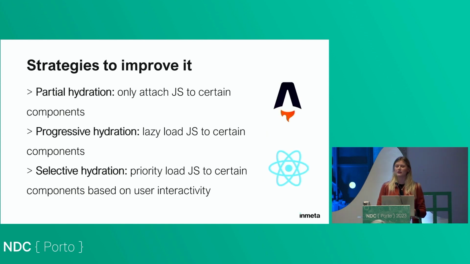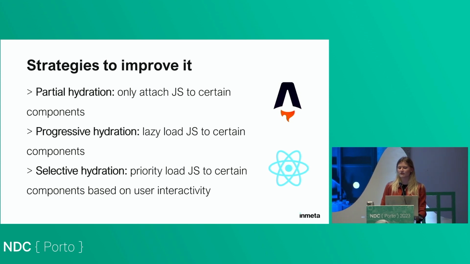There are many techniques being utilized in different frameworks to solve the hydration problem. Partial hydration can be used to define that only certain components need to have JS attached to them. For example, in Astro, you can define components to hydrate with the directive client:load, and you will also see this in React Server Components later. With progressive hydration, you can lazily load components' JavaScript, for example, with Astro's client:visible, or with Suspense in React 18.